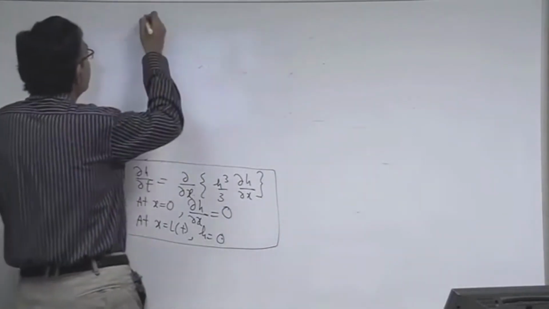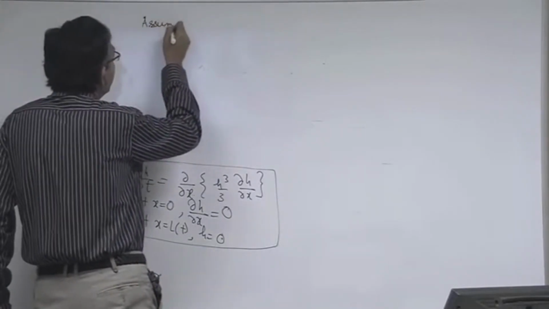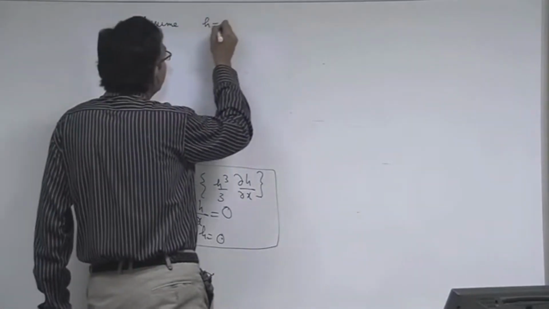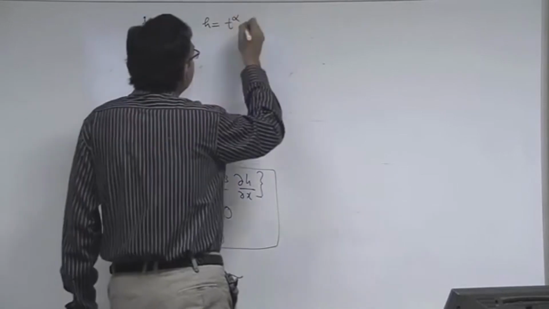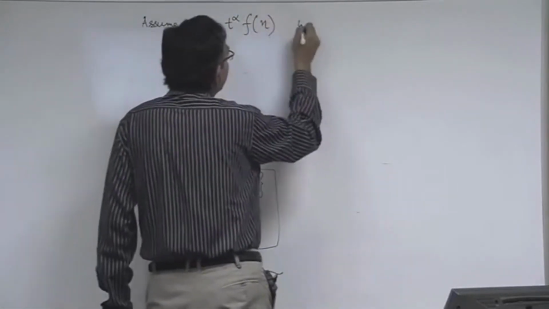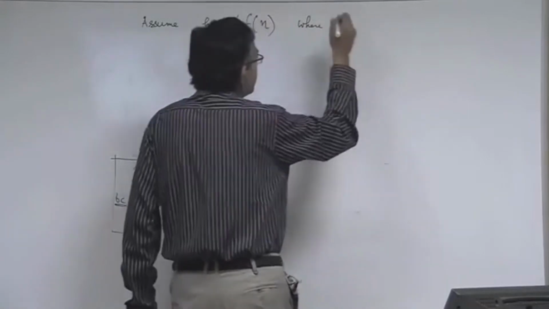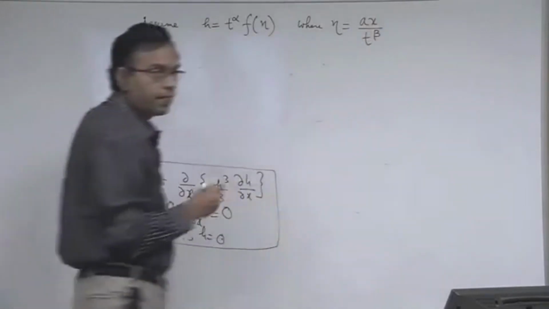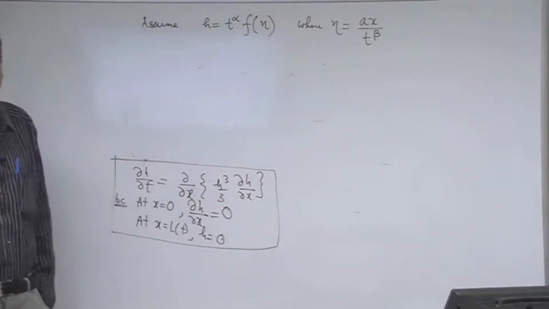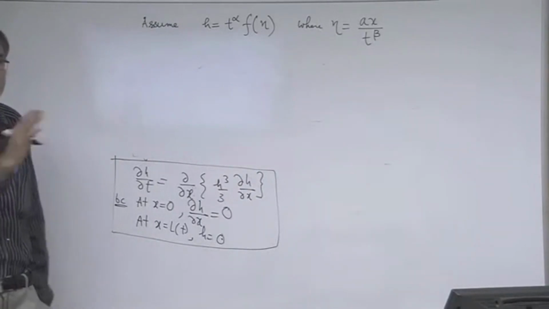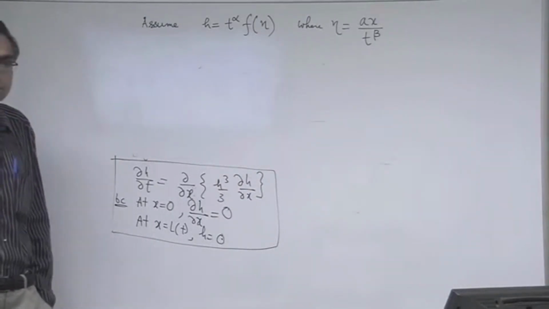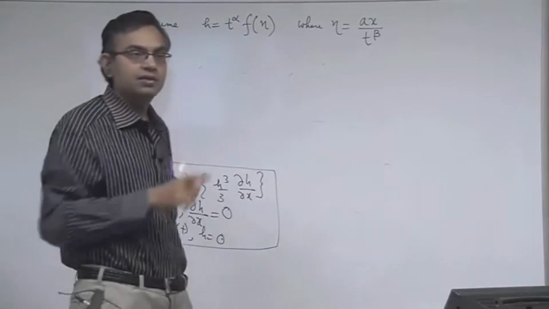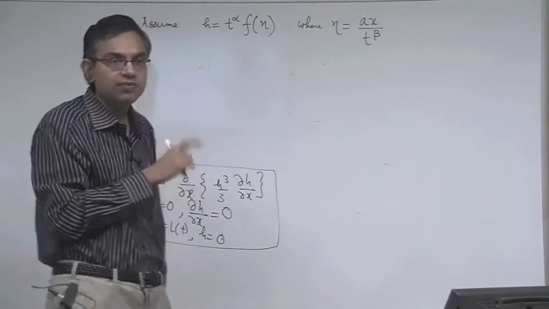Now you assume h is equal to t to the power alpha into f of eta, where eta is equal to some constant into x by t to the power beta. Question is, why are we attempting to assume this form? If self similarity does not exist, then this form will not be satisfied. So there is not always a guarantee that this form will be satisfied.